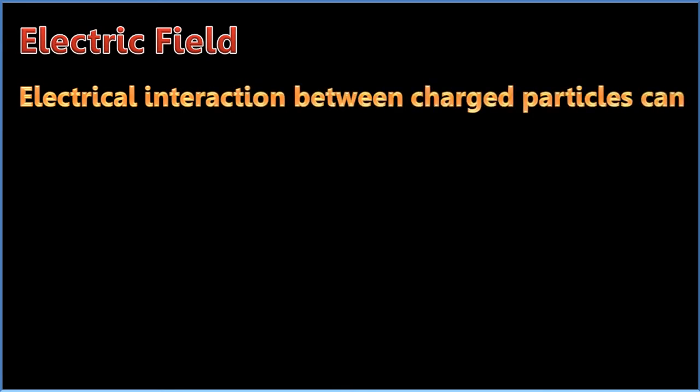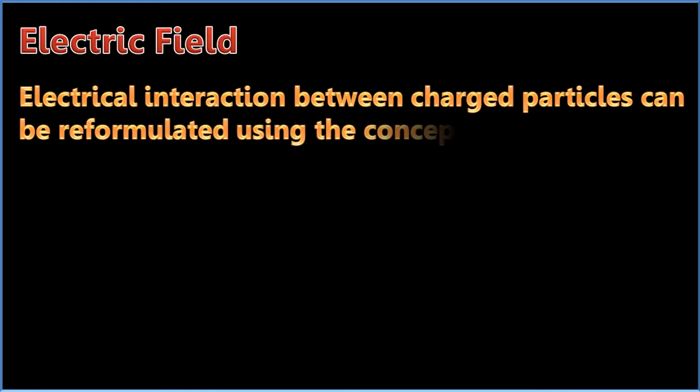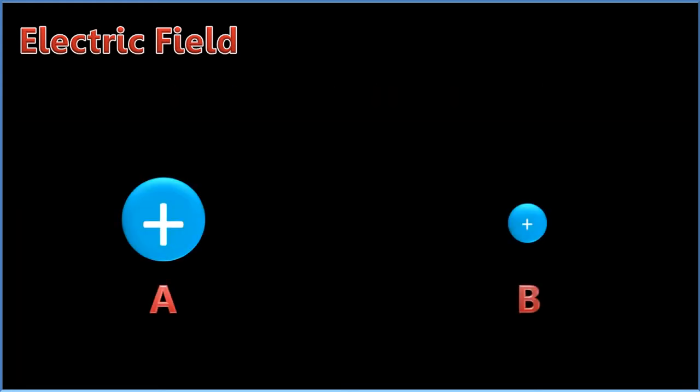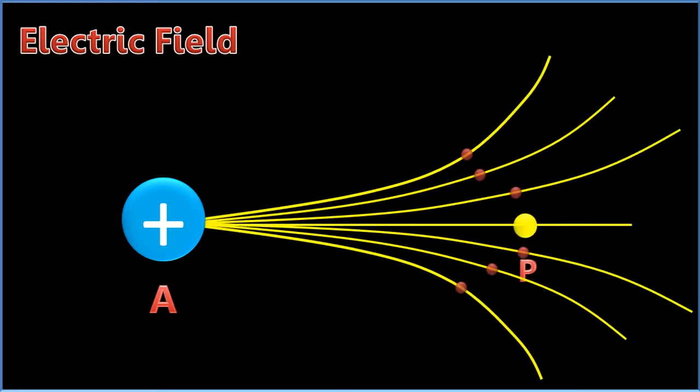Electric field. Electrical interaction between charged particles can be reformulated using the concept of electric field. To understand the concept, consider the mutual repulsion of two positively charged bodies as shown in figure. Now, if we remove the body B and label its position as point P as shown in the figure, the charged body A is said to produce an electric field at that point and at all other points in its vicinity.